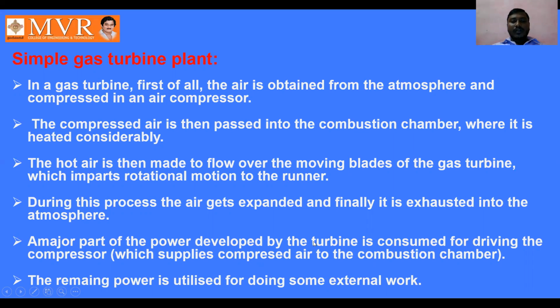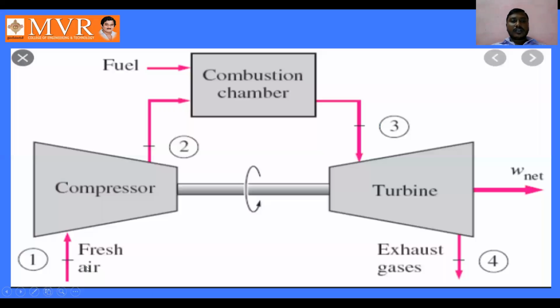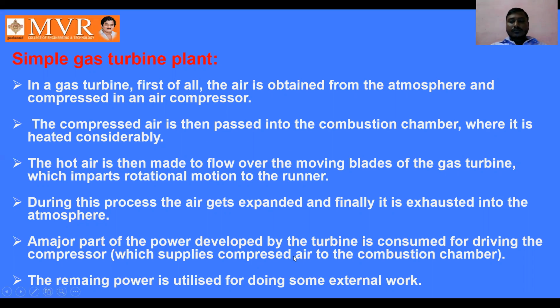A major part of the power developed by the turbine is consumed for driving the compressor, which supplies compressed air to the combustion chamber, and the shaft. The remaining power is utilized for doing some external work.